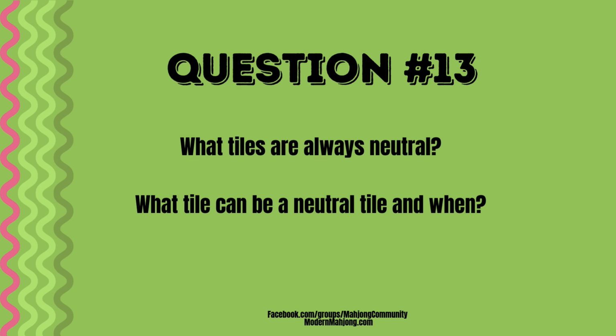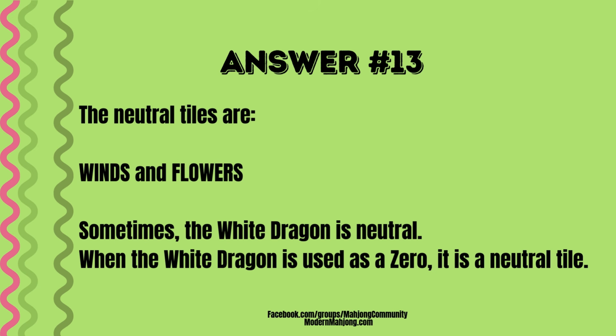Question 13. What tiles are always neutral? And what tile can be neutral, and when is that neutral? So the answer to 13 is winds and flowers are always neutral. When you discard a wind, you don't have to say north wind. You could just say north or east or west or south. When you discard a flower, you don't need to say the number or the word. When you get to the white dragon, if it's used as a white dragon, as a D on the card, it belongs with the dot suit. It matches the dot suit. If it is a 0 on the card, it is now a neutral tile.